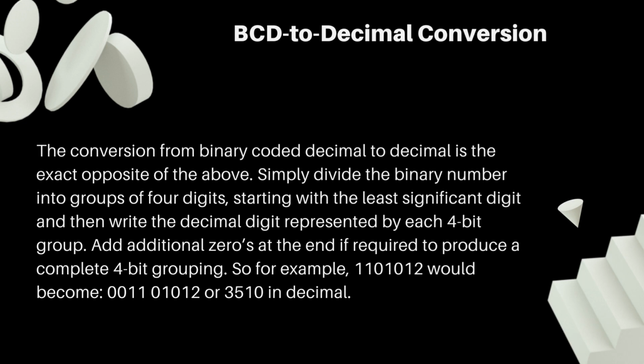BCD to decimal conversion. The conversion from binary coded decimal to decimal is the exact opposite of the above. Simply divide the binary number into groups of 4 digits, starting with the least significant digit, and then write the decimal digit represented by each 4-bit group. Add additional zeros at the end if required to produce a complete 4-bit grouping. So for example, 1101101₂ would become 00110101₂ or 35₁₀ in decimal.